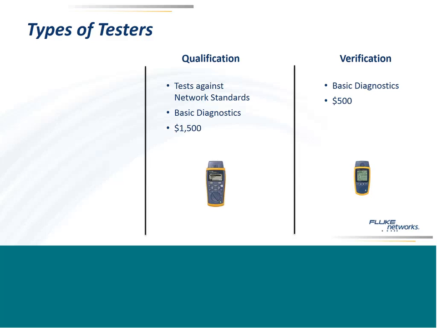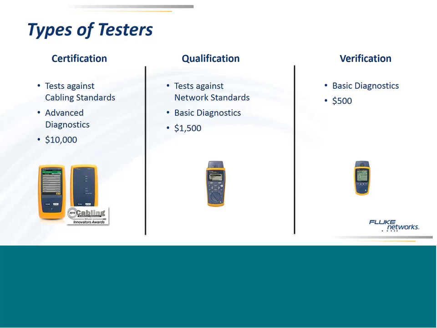The next level is qualification testers. Now, these actually test against the network standards. And they'll tell you, will this cable support gigabit Ethernet or 100 megabit Ethernet? The verification tools won't do that. They'll tell you you wired it up right and it's connected properly and there's no split pairs, but they won't tell you the difference between, say, a cable that could support gigabit or 10 megabit. They also provide the same sort of basic diagnostics that we talked about, and these run about $1,500.